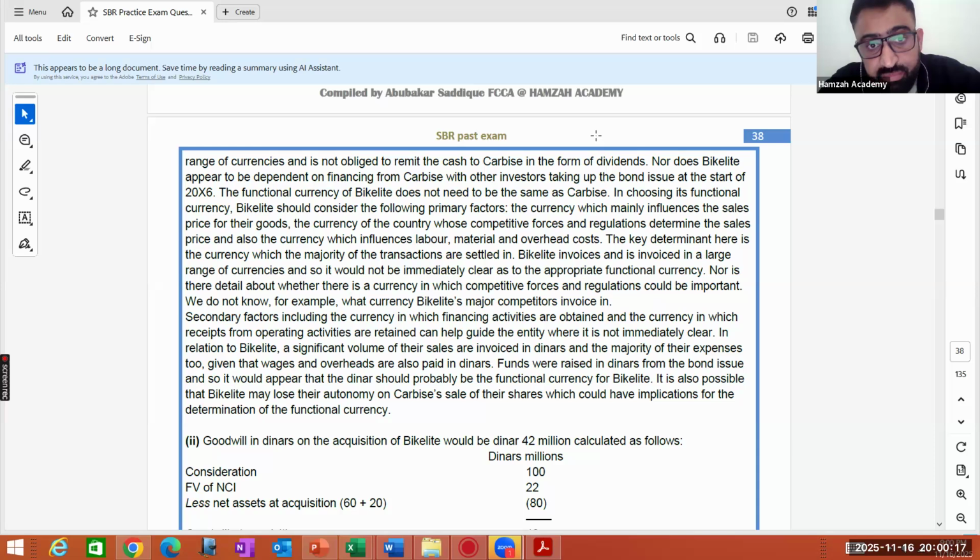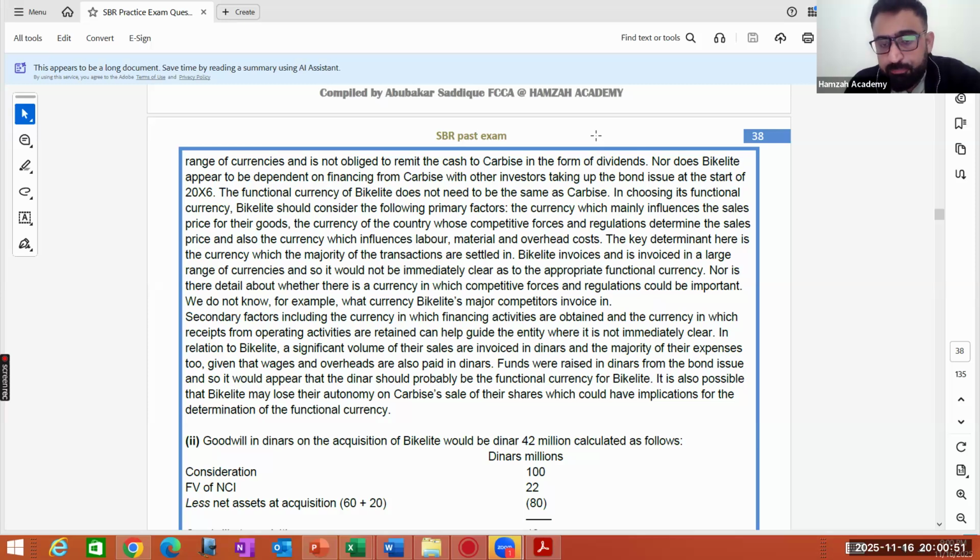Then the second primary factor is the operating cost. Now staff costs are incurred in dinars, but the raw material purchase price is in yen, dollars and dinars. So that is suggesting a little bit that the functional currency might be the dinar, but one of the secondary factors, the financing need, is the clear-cut factor which is indicating that the functional currency should be dinar.